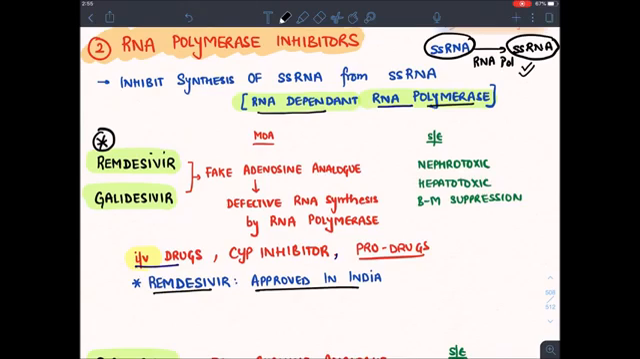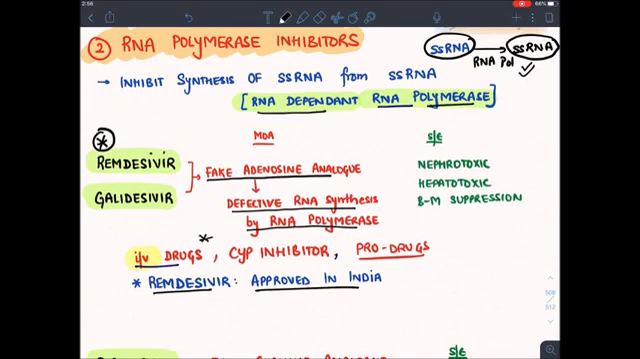Now this remdesivir and a similar drug, galidesivir, approved in Russia, is a fake adenosine analog. Its structure is just like adenosine. So this RNA polymerase will not be able to distinguish between a normal adenosine and remdesivir. So a defective RNA will be produced. It's a kind of competitive inhibitor of RNA polymerase, so there will be defective RNA synthesis by RNA polymerase.